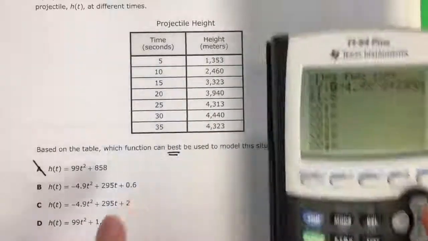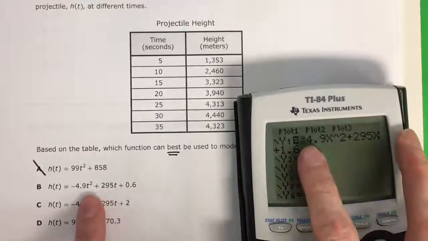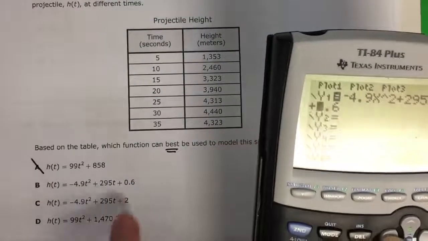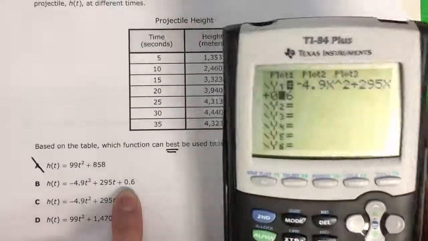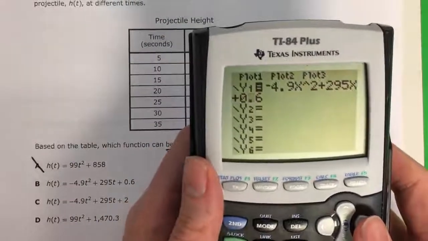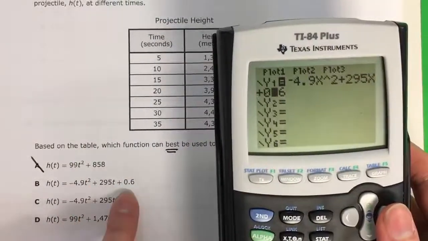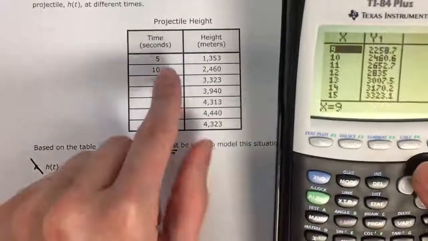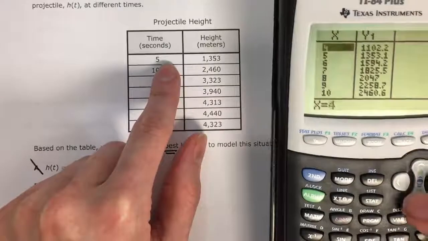15, 3,323. Did I put this right in the calculator? Let's just check. No, I put it wrong. It's supposed to be 0.6. Ooh, I know I was putting something wrong. So if you see something funny, make sure you go back and check if you put it incorrectly, because that's a very common mistake.